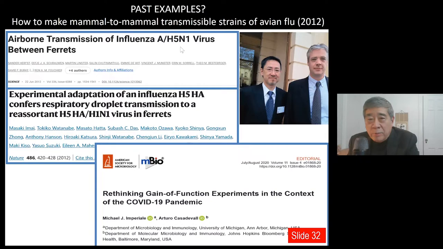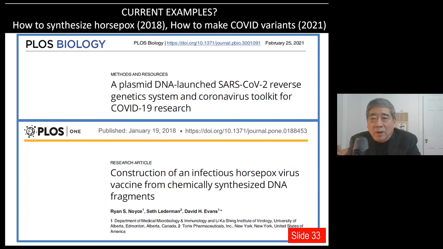Now, here are some recent examples from 2018 and 2021. The bottom one is the reconstruction of horsepox from synthesized fragments. The person did that work at very low cost in a short period of time. And if you can do it with horsepox, you can do it with smallpox. The PLOS Biology one at the top is a toolkit for creating COVID-19 variants. How to? Useful to scientists, for sure. And at the same time, potentially dangerous if in the wrong hands.